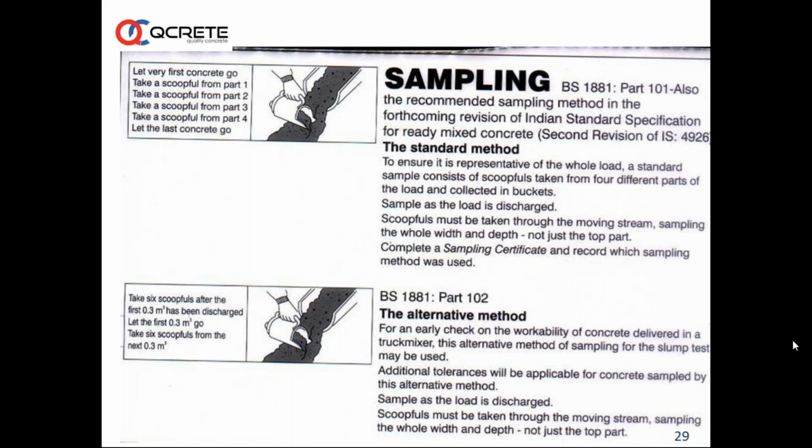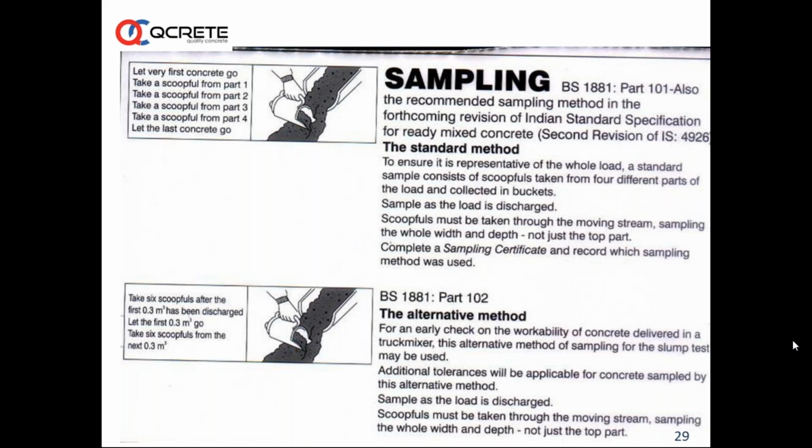So there are two methods defined actually. One is a composite sample, the standard method, where we leave the first portion and the last portion and take the sample in between in scoops actually, 1, 2, 3, 4, like this, when the concrete is flowing and falling onto the pump. So this can be used for making cubes also.